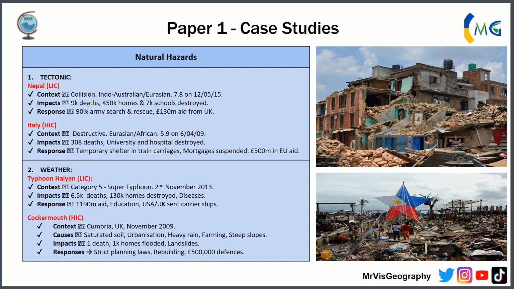I know some teachers have taught Chile, and recently we've actually changed to Christchurch in New Zealand. Okay, but it doesn't really matter provided you've got an example of a high income country. And then comes weather. The low income country example of extreme weather is Typhoon Haiyan, and the high income country example is Cockermouth. Boscastle also works, but we thought we'd teach Cockermouth because it's a different example of a similar event. And the name's quite funny, I'm not gonna lie. So anyway, that's for paper one, case studies and examples.